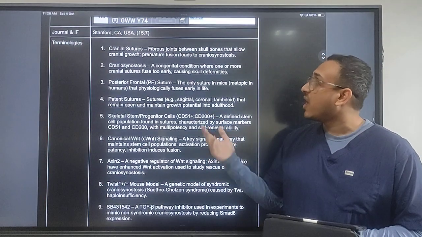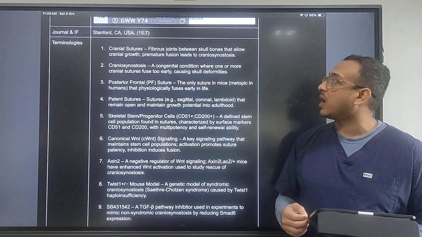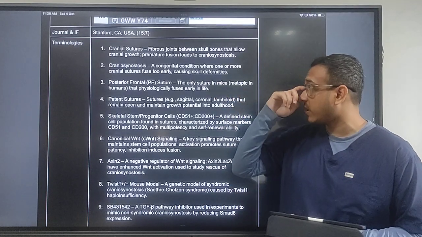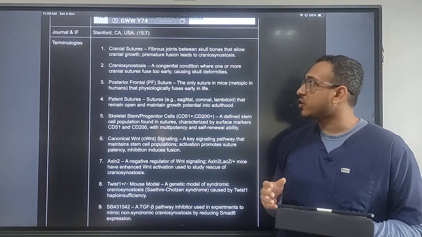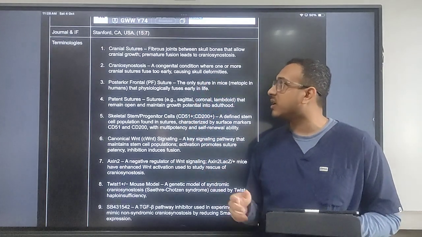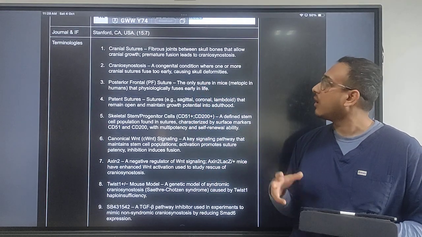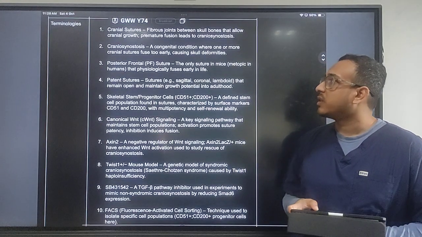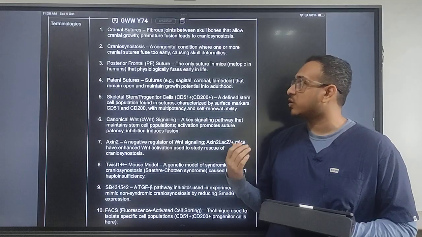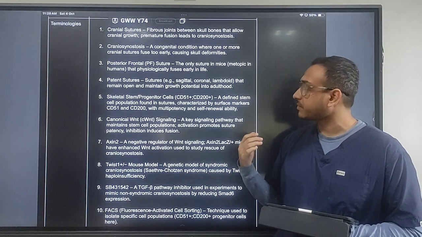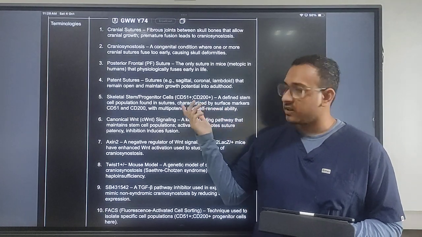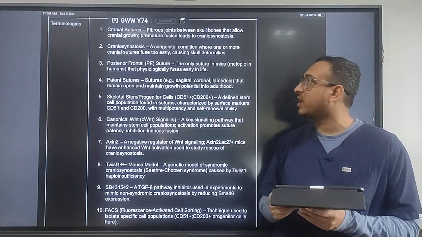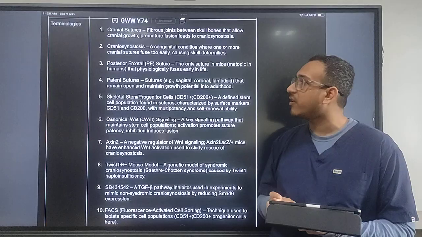Cranial sutures are fibrous joints between the skull bones that allow cranial growth, and premature fusion of these will lead to craniosynostosis. It is a congenital condition where one or more sutures fuse too early, causing skull deformities. The posterior frontal suture is the suture in mice. This study uses that to study the physiological fusion in early life.